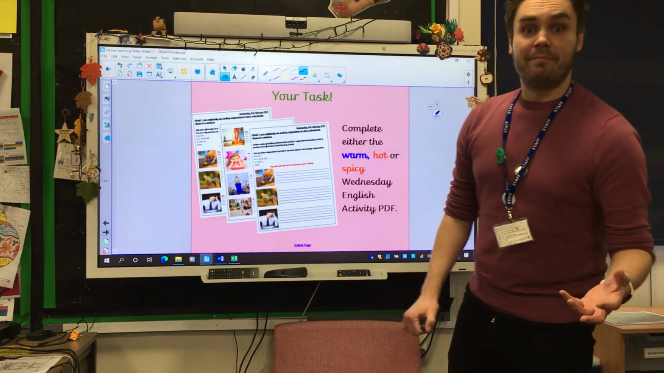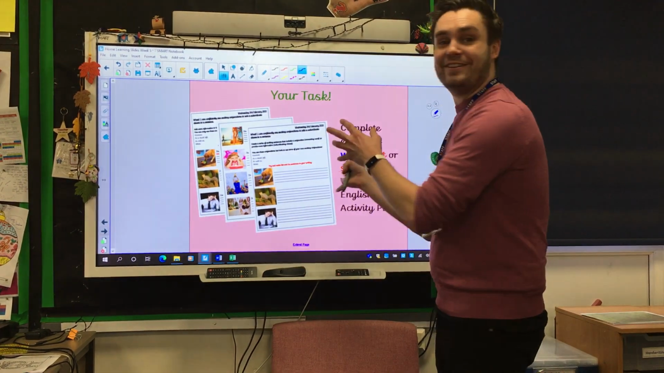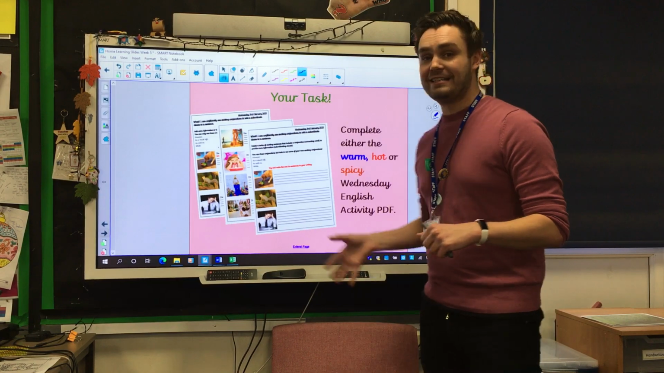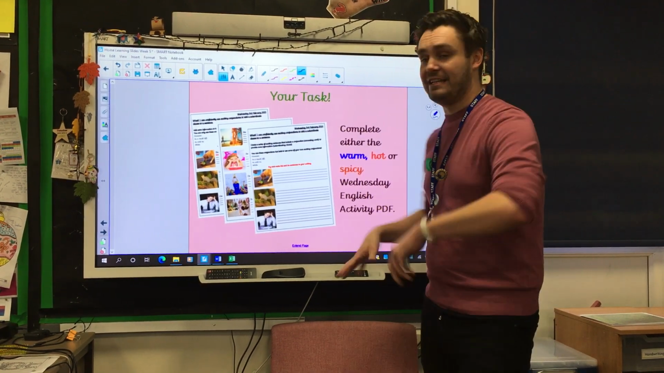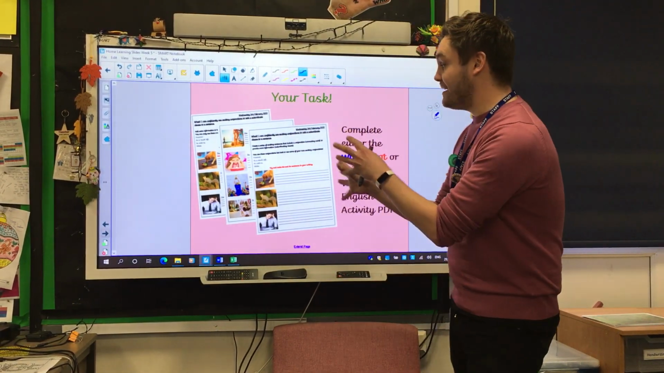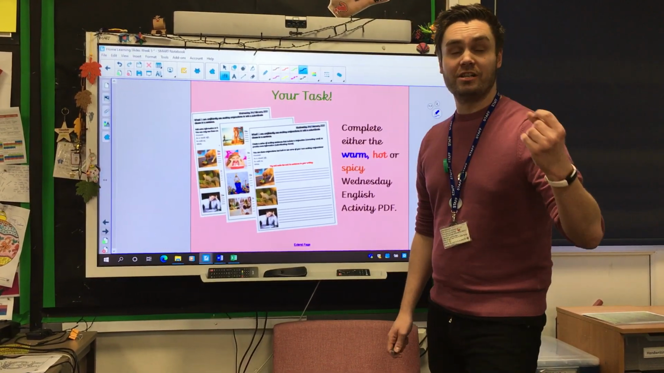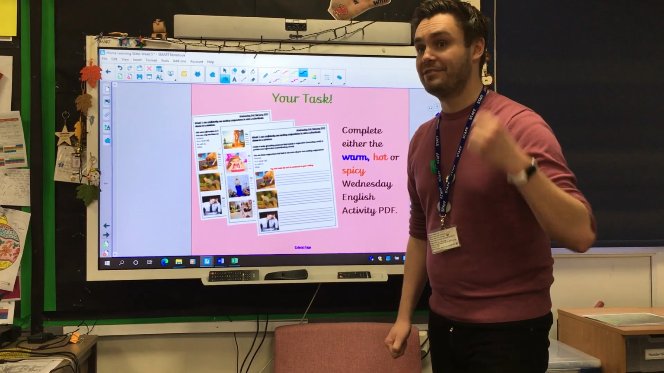Right, as I catch my breath back and have a quick drink, I'm going to leave you guys to your task. So, I want you to complete either the warm, hot or spicy Wednesday English activity. There's a whole array of pictures that you are going to have to make more interesting by including a conjunction and a subordinate clause in there too.